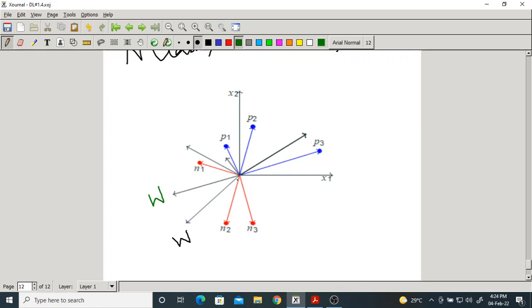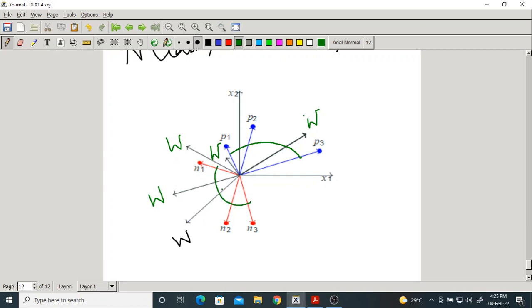What about this vector? It is also not properly chosen. So next we change the rule and do corrections. Suppose next W is here. It is also not properly classifying. W next is here, this one. It is also not properly classifying. Now we are here. Now this is our W vector. This vector is properly classifying the points because it is making less than 90 degrees with the P class points and more than 90 with the N class points.